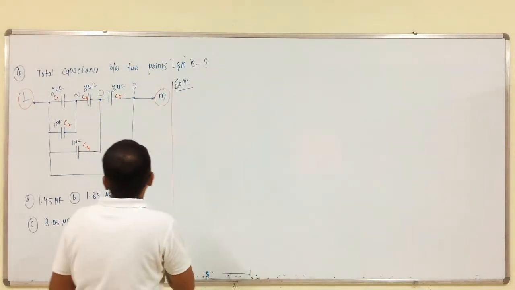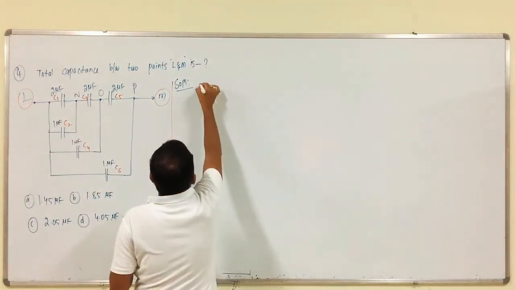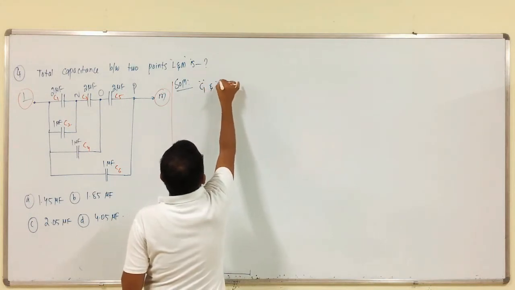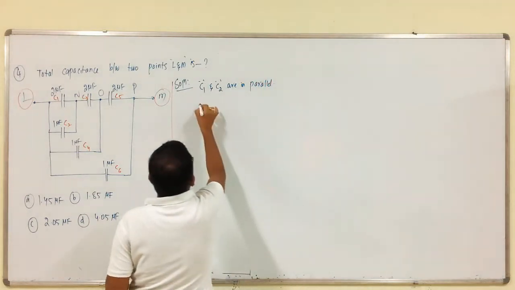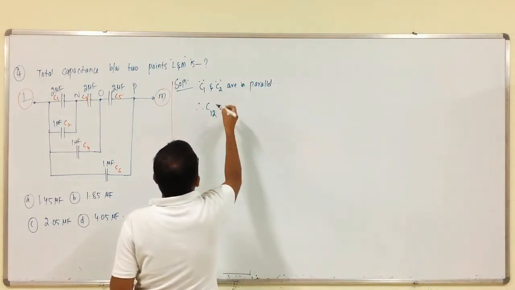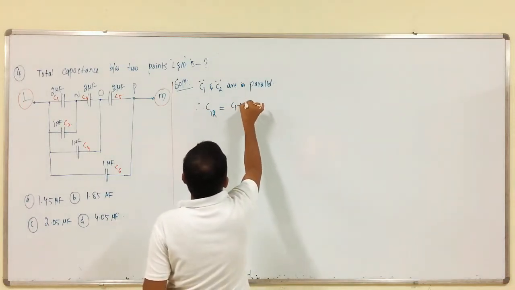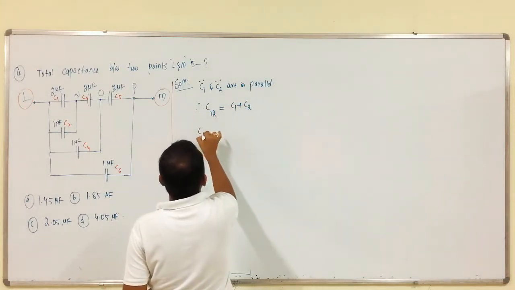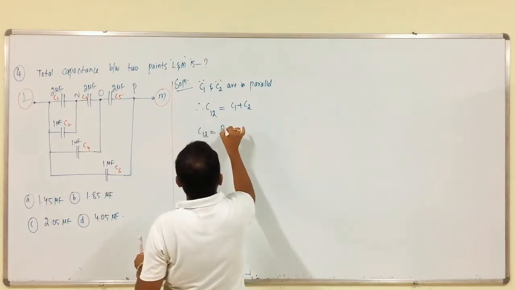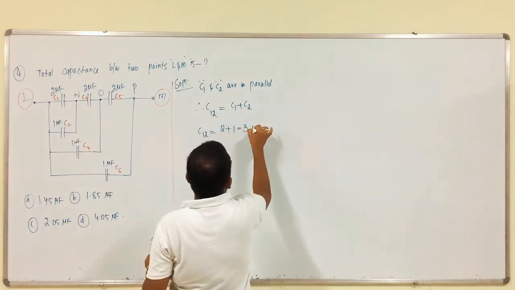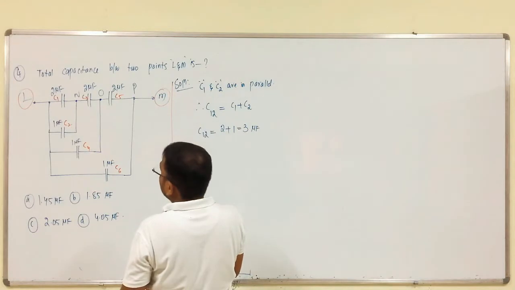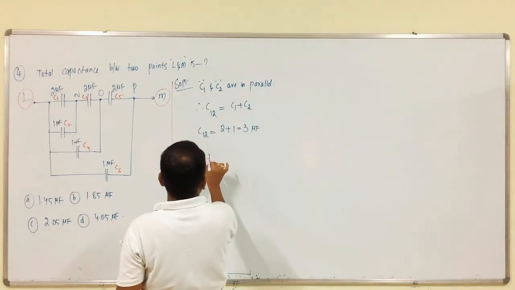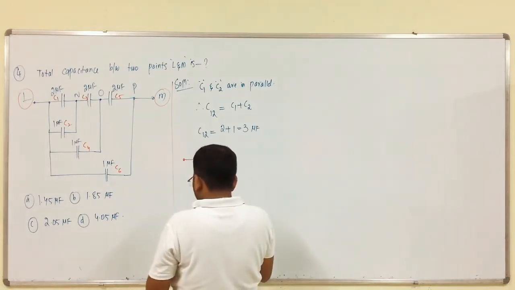Okay. First, C1 and C2 are in parallel, therefore C12 is equal to C1 plus C2. What is the value of C1 plus C2? C12 is equal to, what is the value of C1? 2 plus 1, which is equal to 3 microfarad. Then the circuit becomes like this, we are going to get.